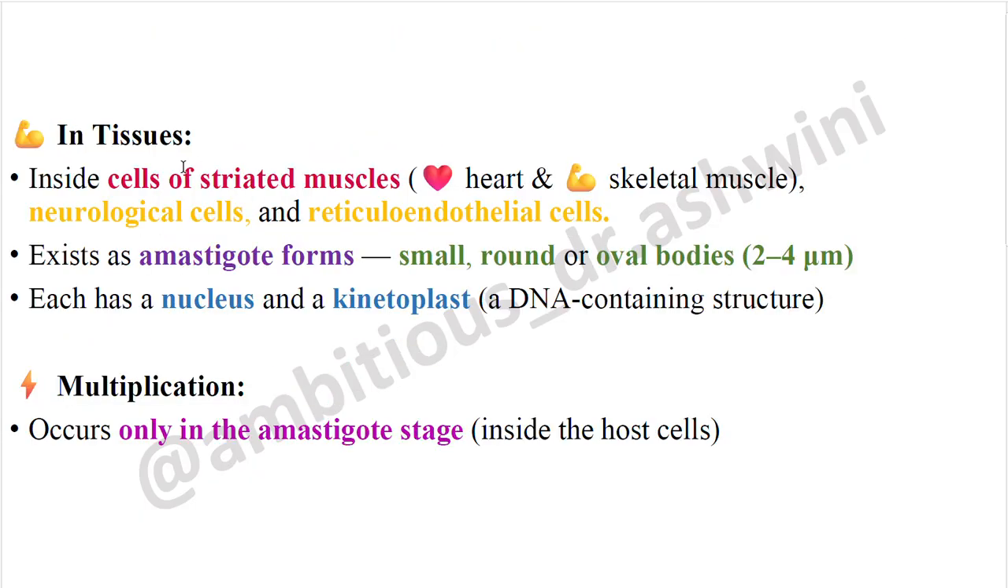In tissues, inside cells of striated muscles, heart and skeletal muscles, neurological cells, and reticuloendothelial cells, it exists as amastigote, forms small, round, or oval bodies, 2 to 4 micrometer. Each has a nucleus and a kinetoplast, a DNA containing structure. Multiplication occurs only in the amastigote stage inside the host cells.